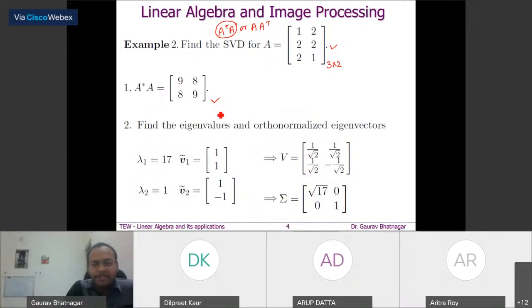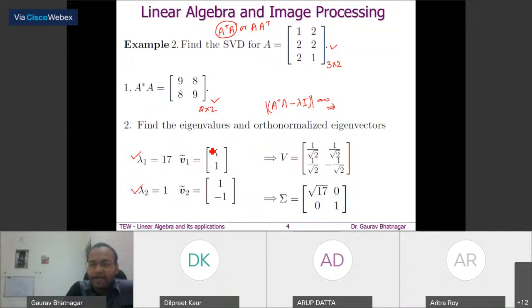So now the next step says you have to find the eigenvalues and the orthonormalized eigenvectors. So if you are able to identify the characteristic equation of this, which is nothing but the determinant of A star A minus lambda I is equal to 0, this is going to be the characteristic equation of this particular matrix. You can solve it. You are going to get 2 eigenvalues because the dimension of this matrix is 2 by 2. And when you solve that, you come to know that the first eigenvalue is 17 and the second eigenvalue is 1.